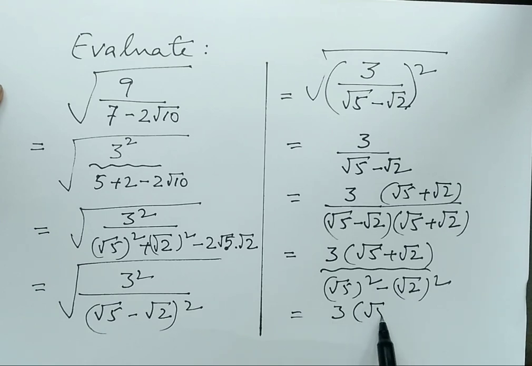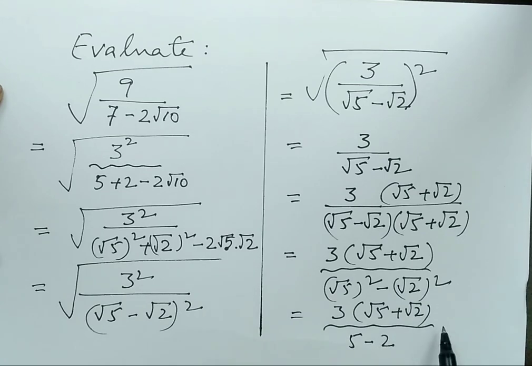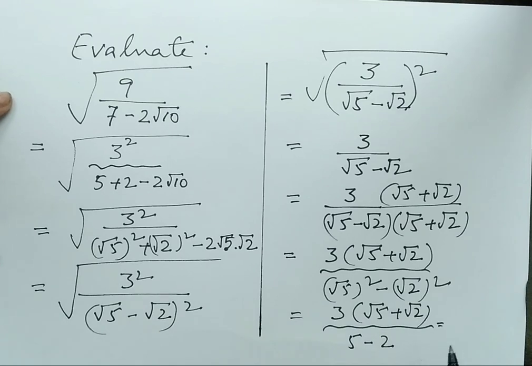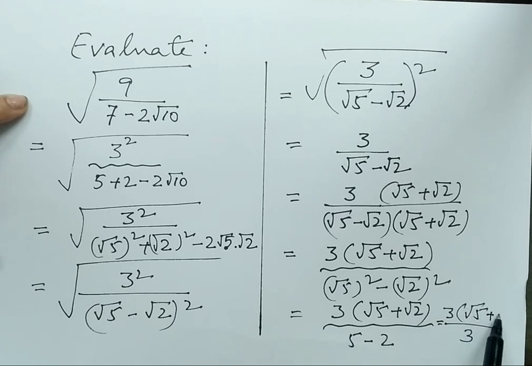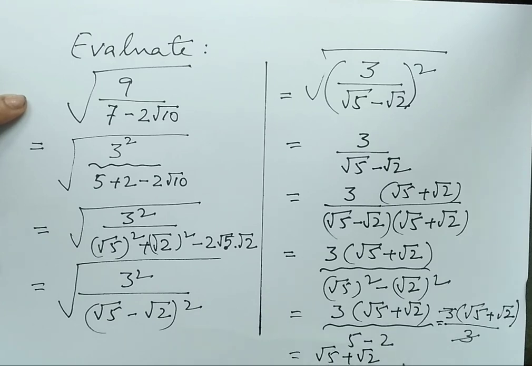3 root 5 plus root 2, and below we have 5 minus 2. Got it? So let me just fit in here. Alright. So we'll have 3 here, 3 below, and in bracket root 5 plus root 2. Got it? 3 gets cancelled, so our final answer is root 5 plus root 2.